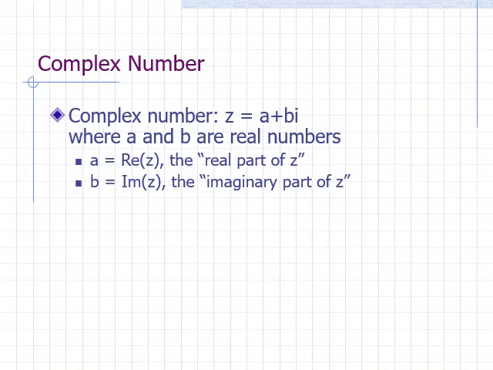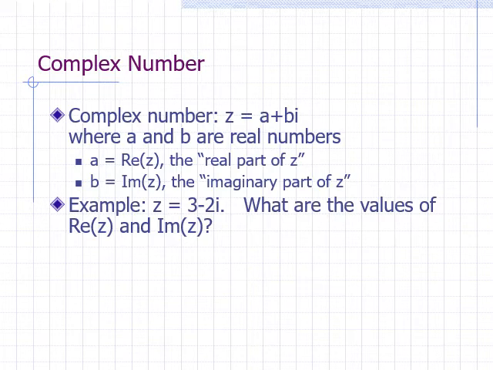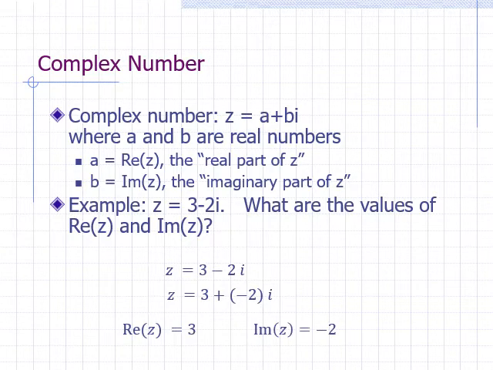For example, suppose z equals 3 - 2i. What are the real and imaginary parts of z? Well, if z is equal to 3 - 2i, we can write it as 3 + (-2)i. Therefore, the real part of z is 3, and the imaginary part is -2. Note that what we call the imaginary part is actually a real number. It is the real number that is multiplied by the imaginary number i.